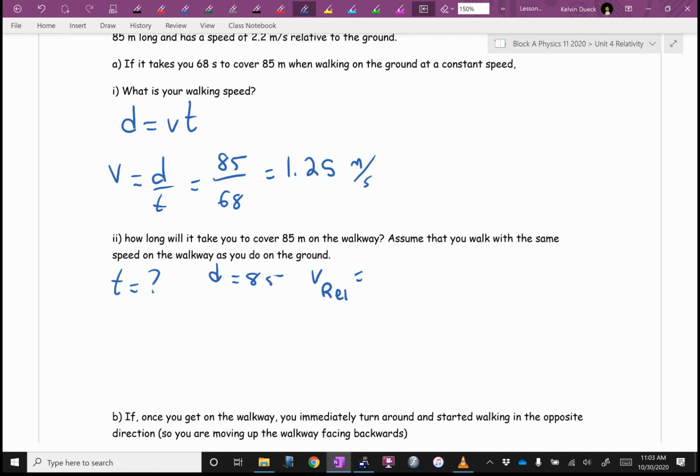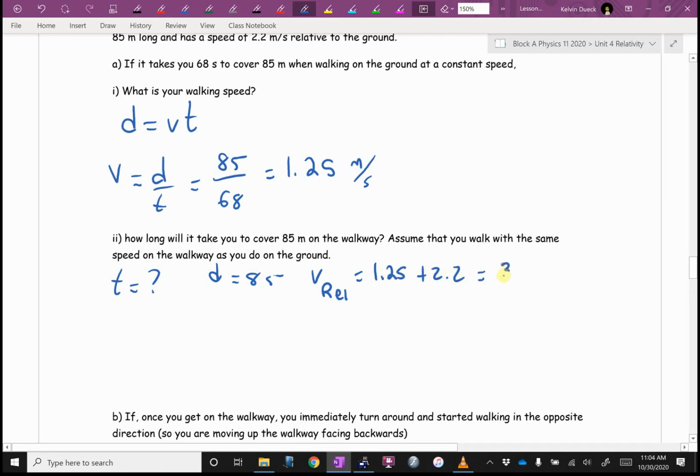Well, what am I walking at? 1.25. What's the walkway moving at? How fast am I moving relative to the ground then? Yeah, and this is an exception because I said if both objects are moving at the same speed, you go bigger minus smaller. We're on the object. So it's not two separate objects moving at different speeds. We're on it. So it's going to be I walk at 1.25 plus the walkway is 2.2.